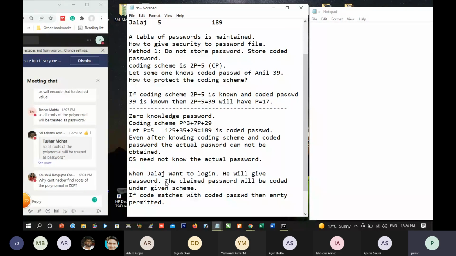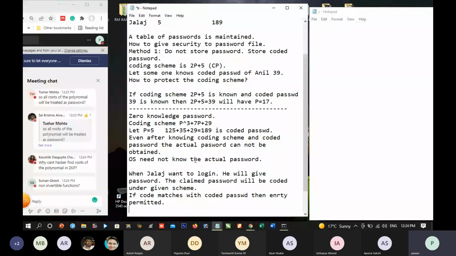Because our coding scheme is such that it cannot be reverted. Our coding scheme cannot be reverted. Is it correct? Is this all right to you? The coding scheme cannot be reverted. Yes, it is a non-invertible function. Suman, it is correct.